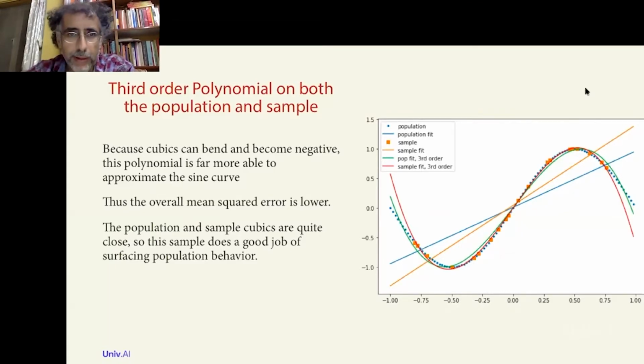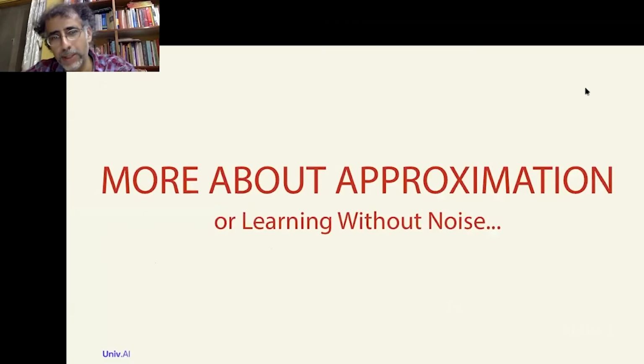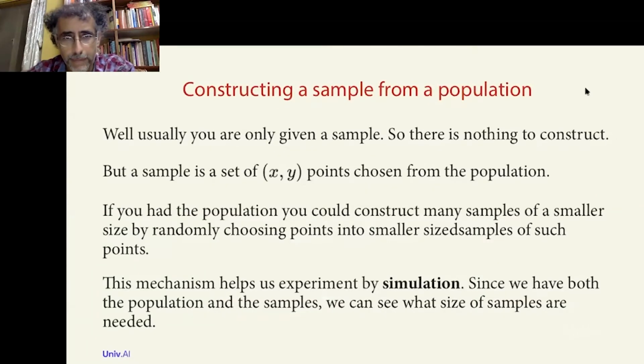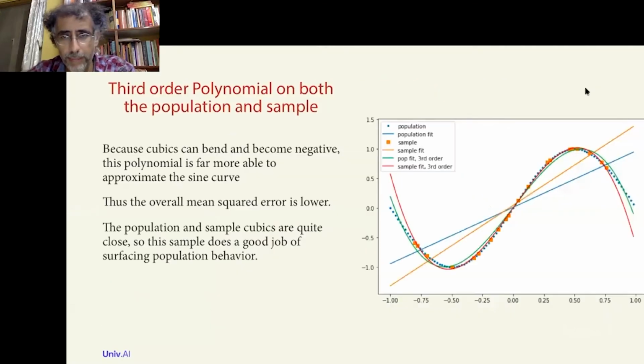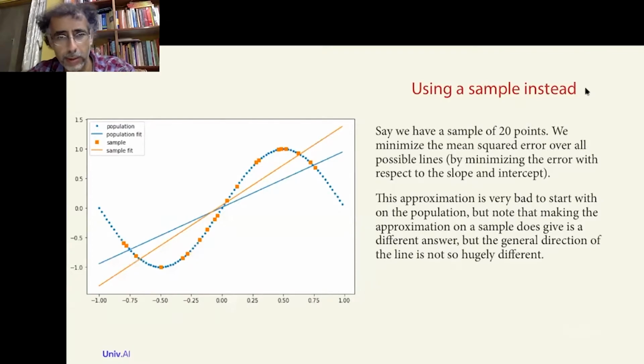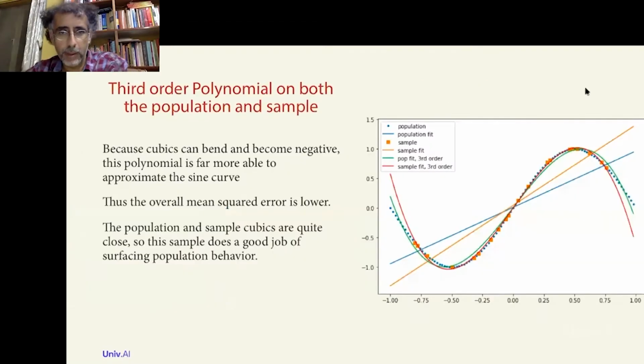That's totally correct. Okay, so more about approximation, or as I like to call it, learning without noise. So our target, the sine with no noise. We're going to construct a sample from this population. How are we going to do it? We're just going to randomly choose. So if I want to make a sample of 20 points, I randomly choose 20 points like I did here. Okay, that's our game.